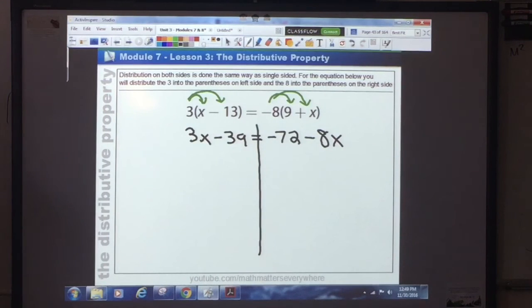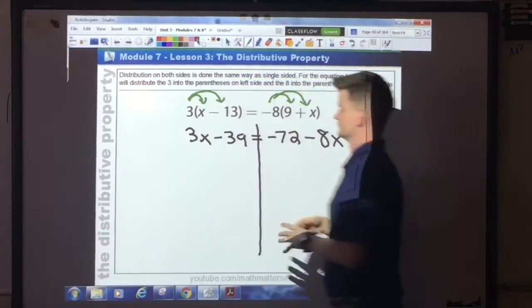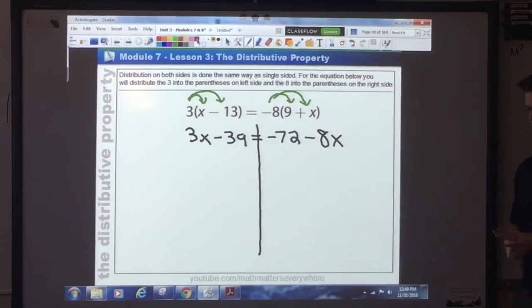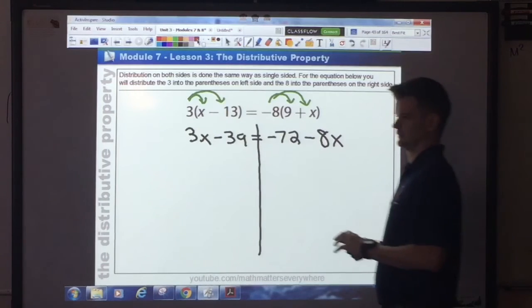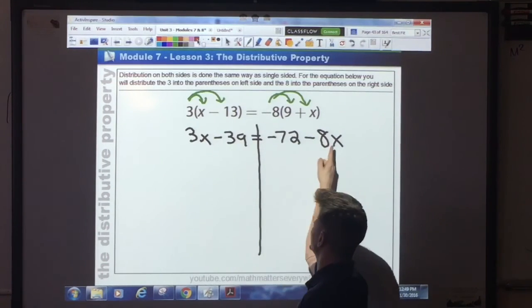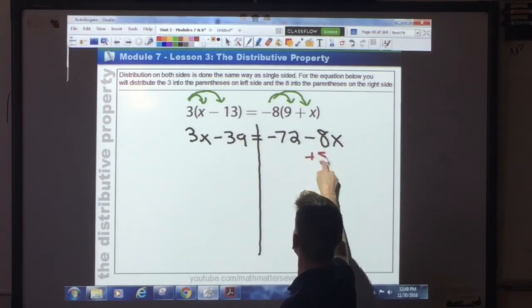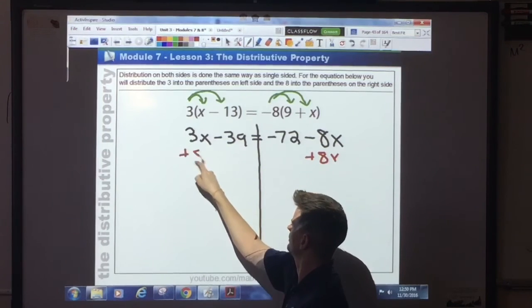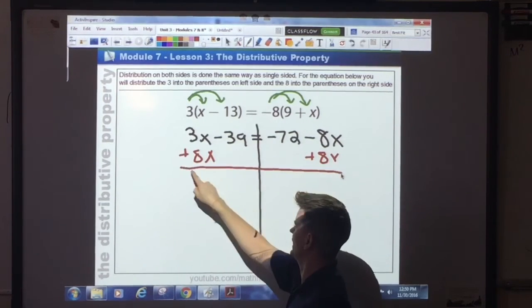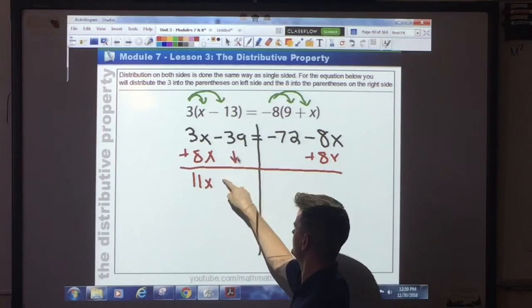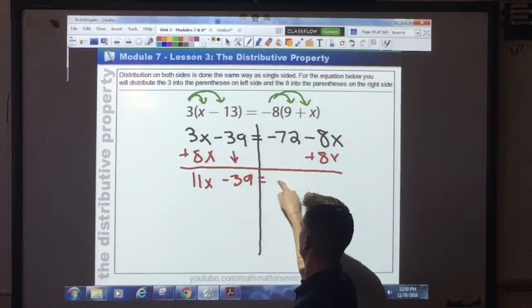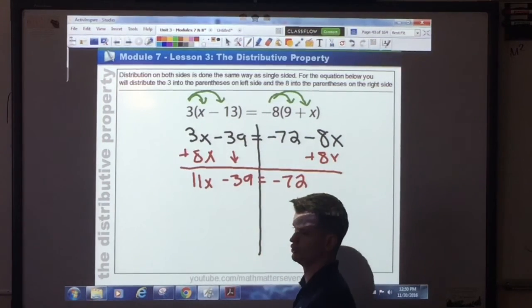Who can tell me what to do next? Marcello, what do you do? You find the lower, smaller coefficient. Which coefficient is smaller? Negative 8. The negative 8x is smaller, so we're moving the negative 8x over here. So I add 8x to both sides. I get 11x. I bring this down, minus 39 equals negative 72.